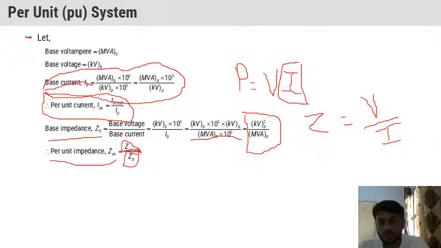Okay, so whenever you want to calculate the base value ZB, base impedance, what will we do? KV base, okay, so base KV whole square and divide by MVA base. Because we have only two values, voltage and power, ultimately we have to convert all the formulas in terms of voltage and power. Okay, so this is our calculation, how we can calculate this, and then we can easily find the per unit by dividing the actual by the base.